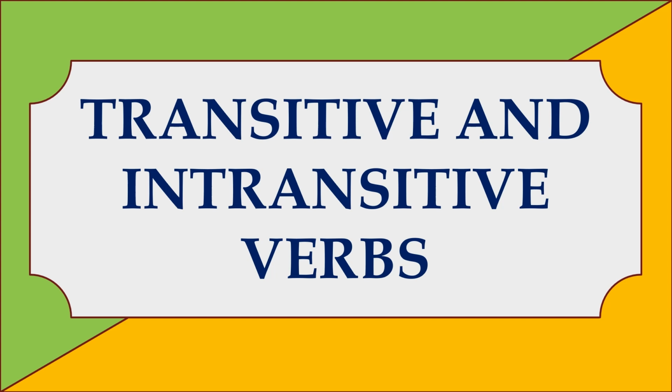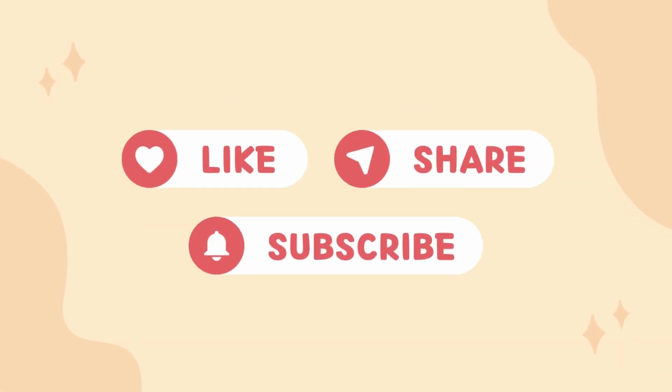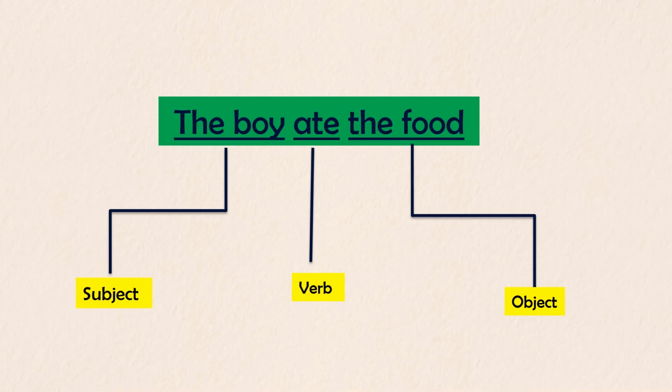Today we are learning transitive and intransitive verbs. The boy ate the food. This sentence has been broken down into three parts: the subject, the verb, and the object. We shall be discussing the subject of a sentence and the object of a sentence before we start discussing transitive and intransitive verbs.